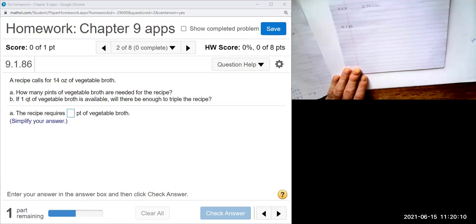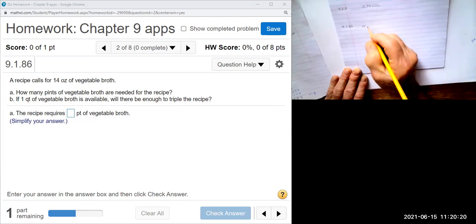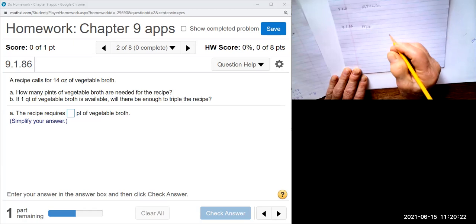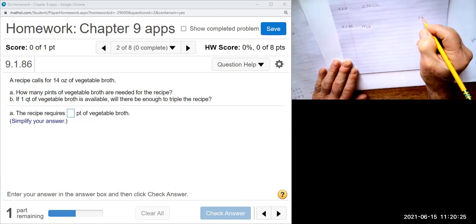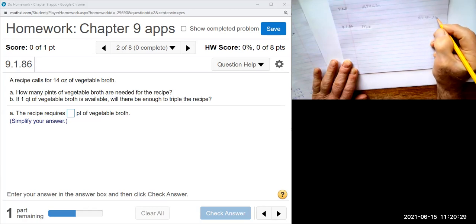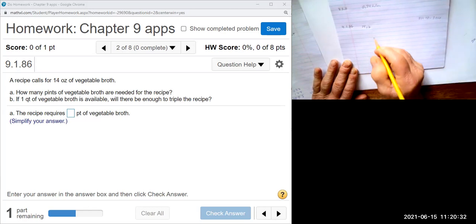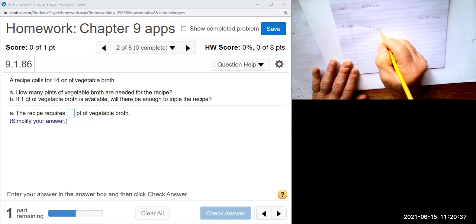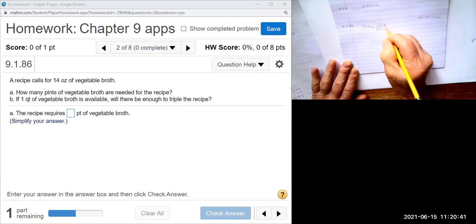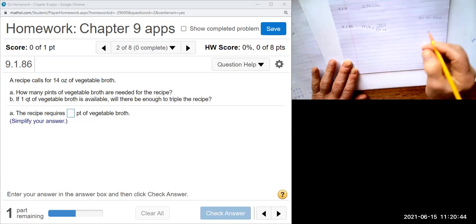A recipe calls for 14 ounces of vegetable broth. We want to know, how many pints of vegetable broth are needed for the recipe? Well, we have 14 ounces to start with. We need to know some conversion factors. We know that 8 fluid ounces is equal to 1 cup. Let's put that into the conversion. So times 8 fluid ounces in the denominator, and the numerator is 1 cup. We've now converted ounces to cups.